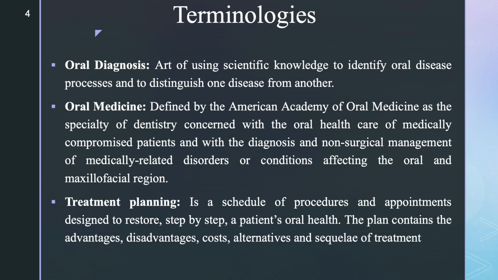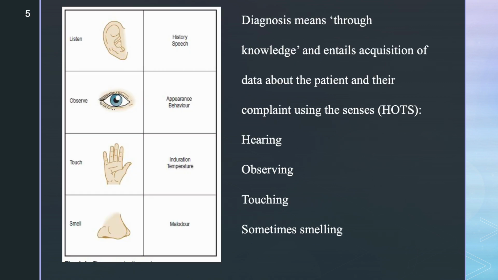And the final terminology that you ought to know is treatment planning. It's a schedule of procedures and appointments designed to restore a patient's oral health step by step. The plan contains the various advantages, disadvantages, costs, the treatment plan and the alternate treatment plan, and the sequelae of the treatment. Now that you know the terminologies, you must know what diagnosis is.